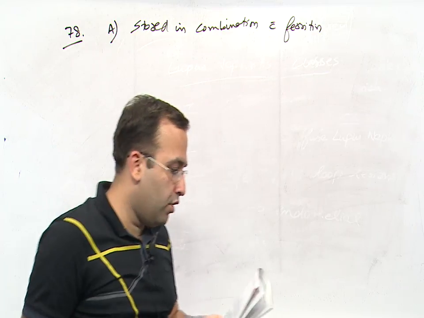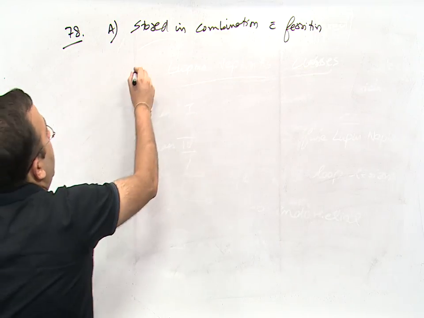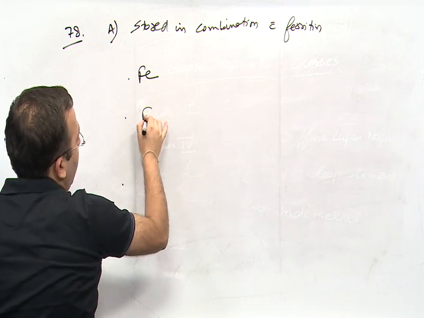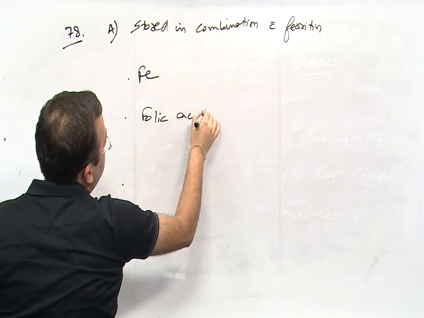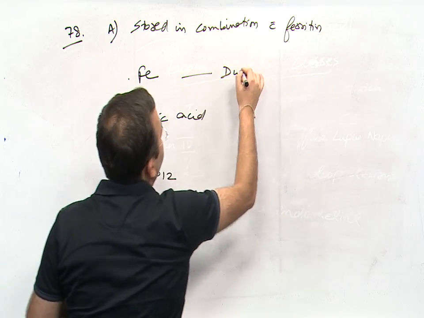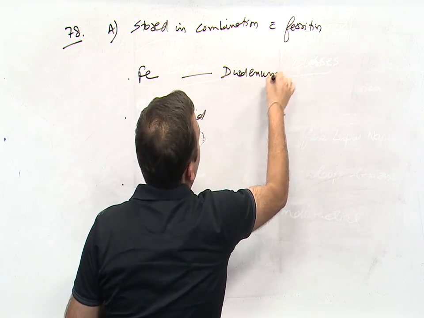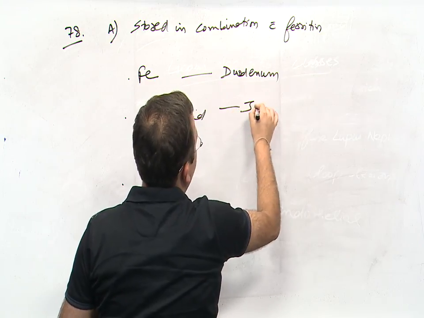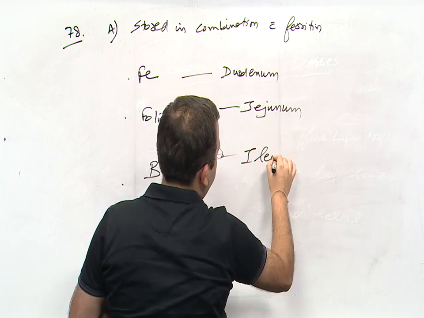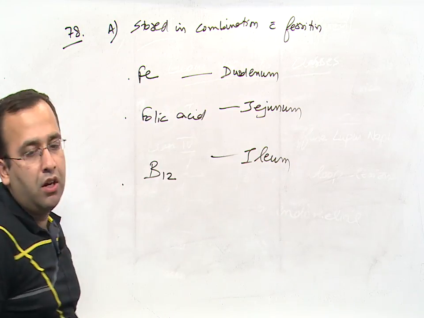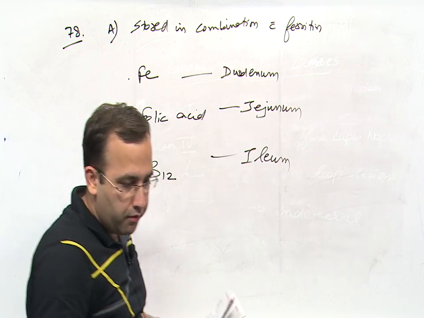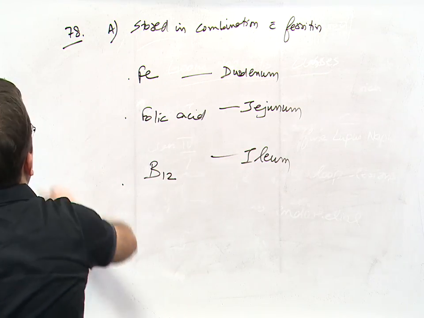Next, site of absorption. Easy to remember: the main site of absorption for iron, folic acid, and B12 is the duodenum, jejunum, and ileum. Done. Next.